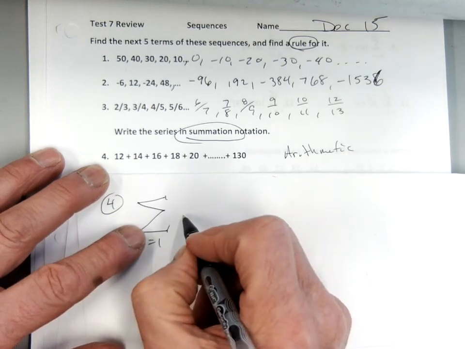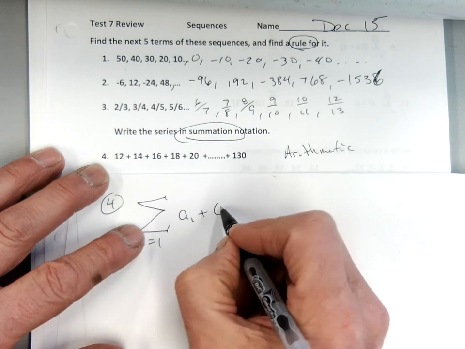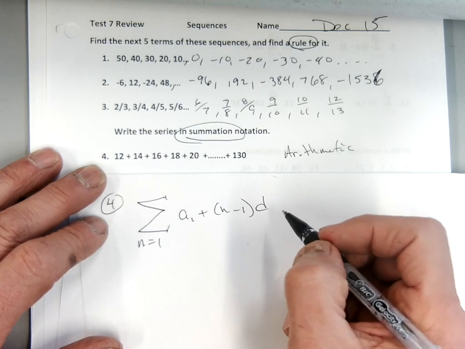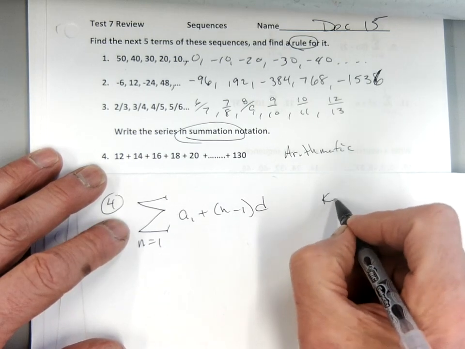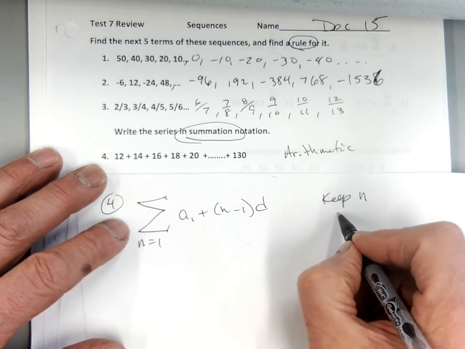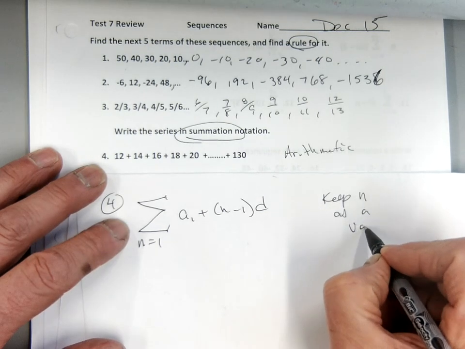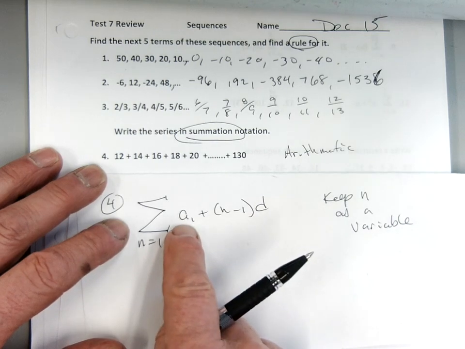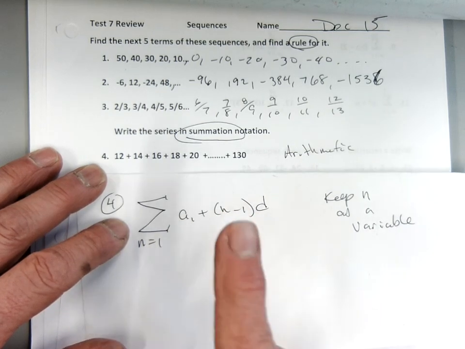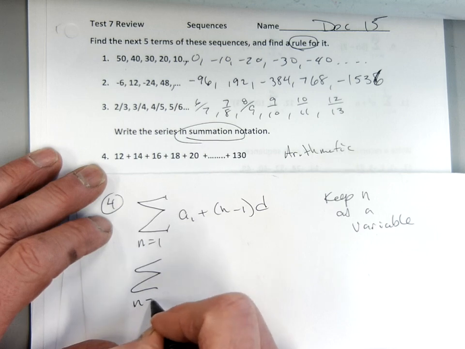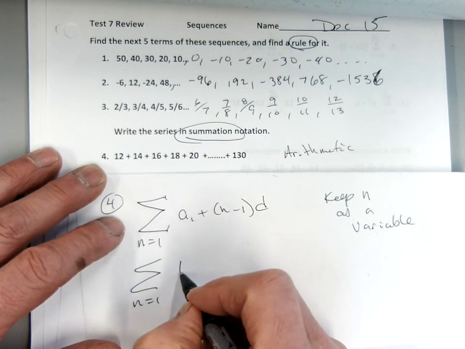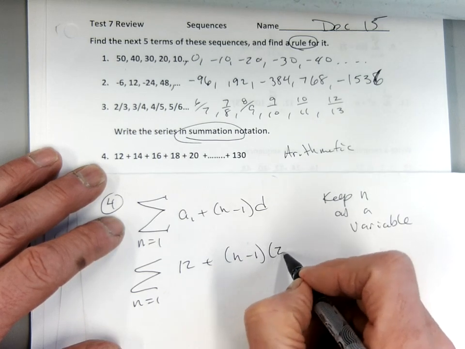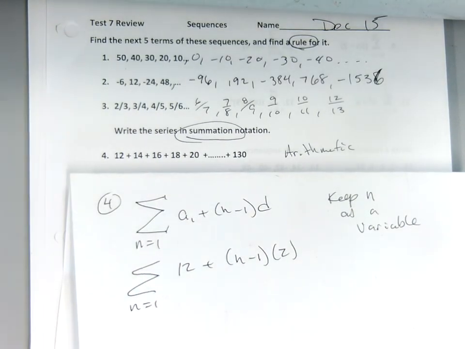So I'll put in my a1 plus n minus 1 times d, right? There's a bunch of stuff I know. Since I need a formula, let's keep n as a variable. Well, I know 12 goes there, and 2 goes there. So I'm going to go 12 plus n minus 1 times 2. The difference is 2. Now, all I need to know is that last number.